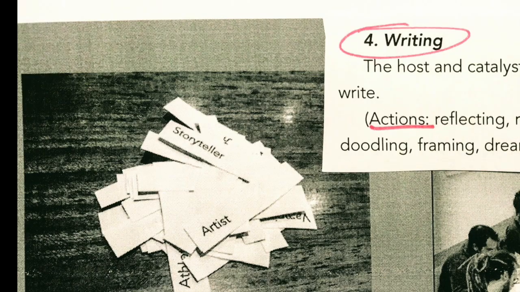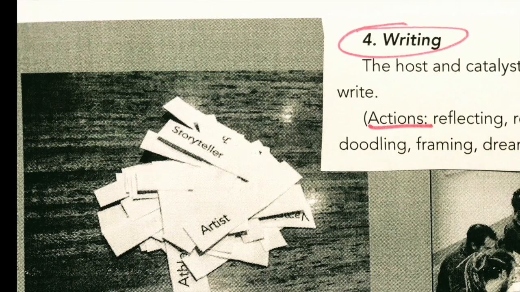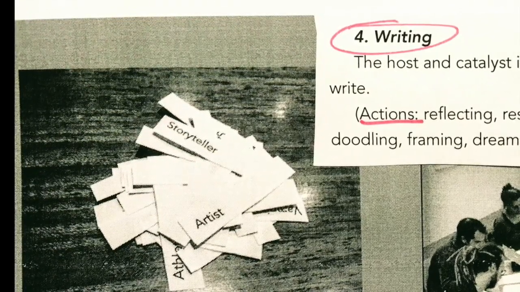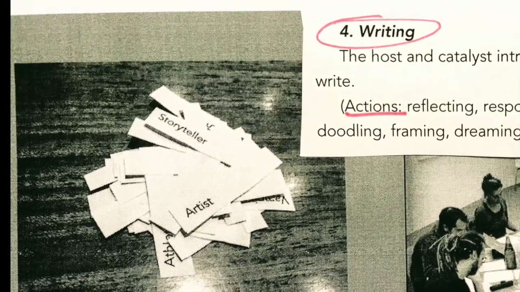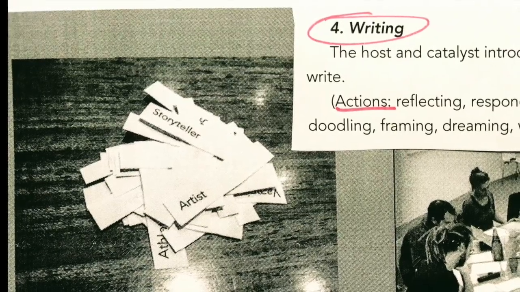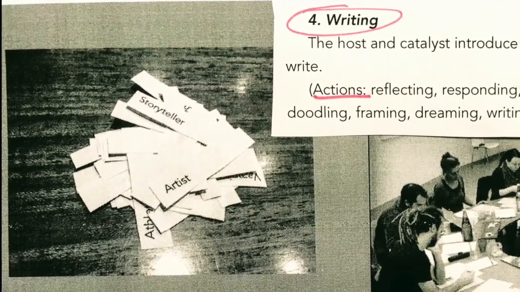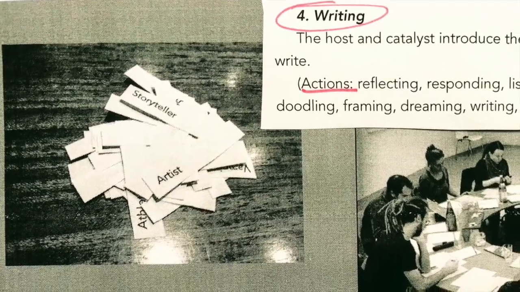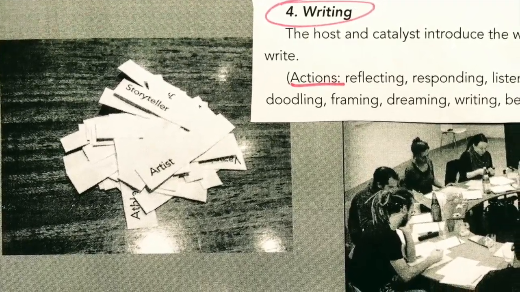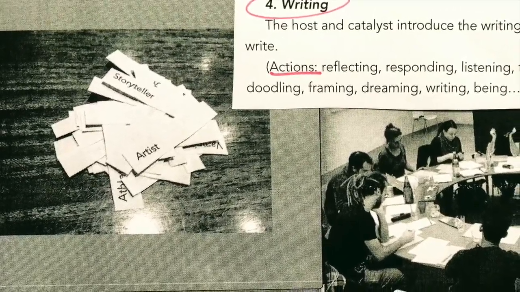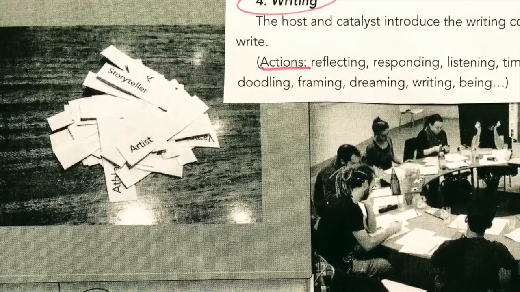The fourth phase then is writing. So this is where myself and the catalyst will introduce the writing constraints, and the group will collectively begin to get ready to write. So we'll be understanding what the constraints are together. People will be able to ask questions. What does this mean? And do you mean we have to do this? So we'll have a chance to just tease out what the instructions actually are.